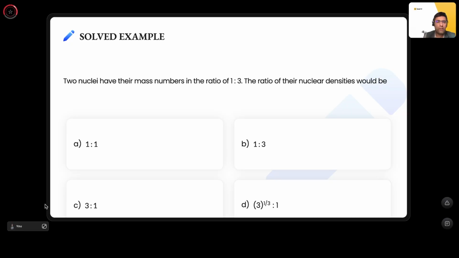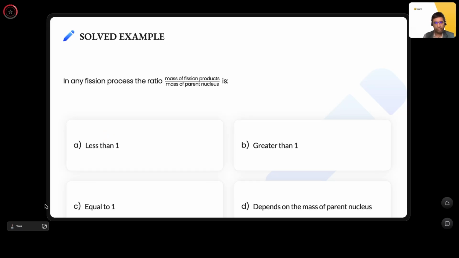Two nuclei have their masses in the ratio 1:3. Nuclear densities again is very important. Every nucleus has the same density, nuclear density is constant, so the ratio is 1:1. You have to keep this in mind. Next, in any fission process, what will be the mass of fission products upon the mass of the parent nuclei? We know that when fission happens, some of the mass will be converted into energy. So the total mass of the fission products will be less than that of the parent nuclei. So this thing will be less than 1.